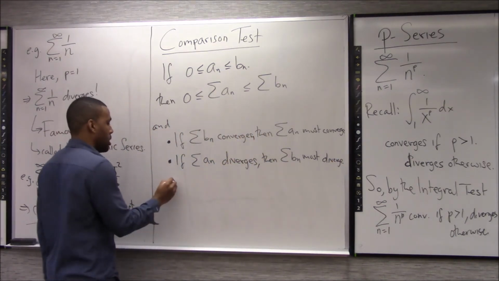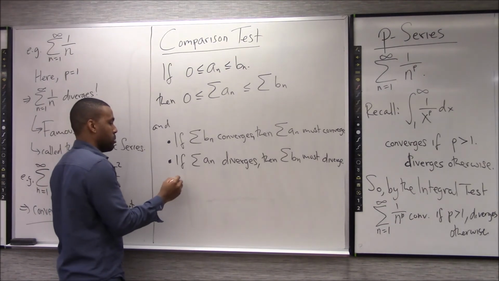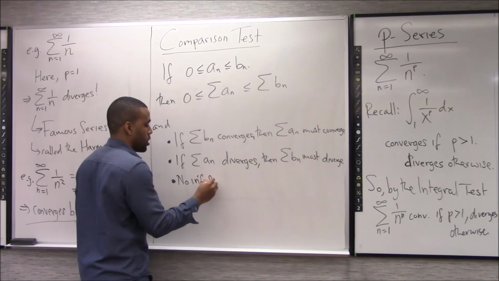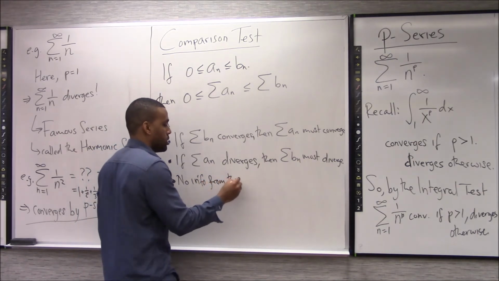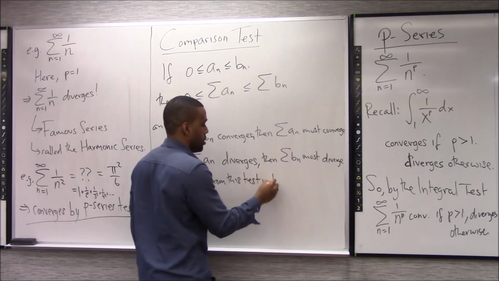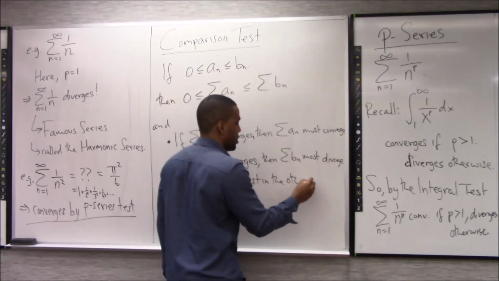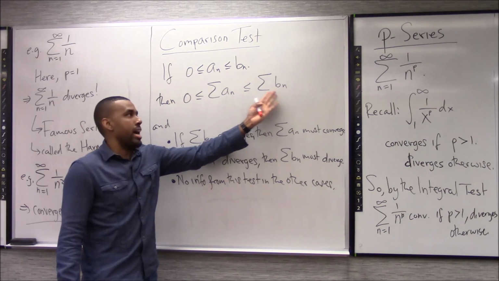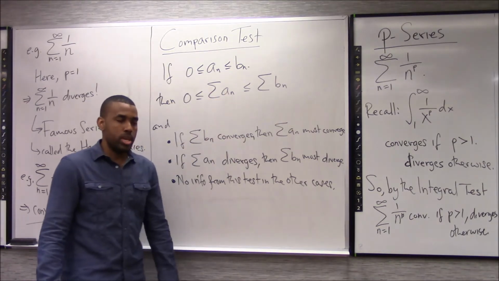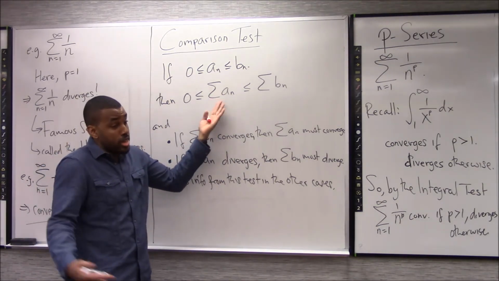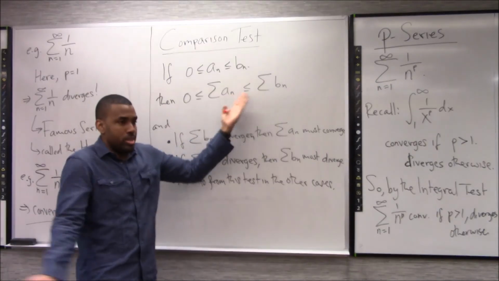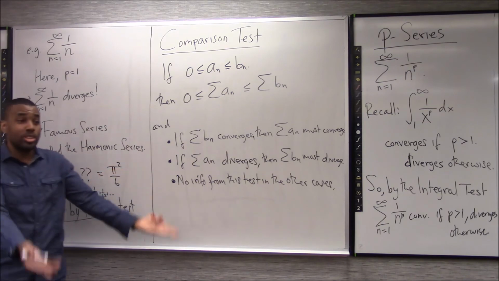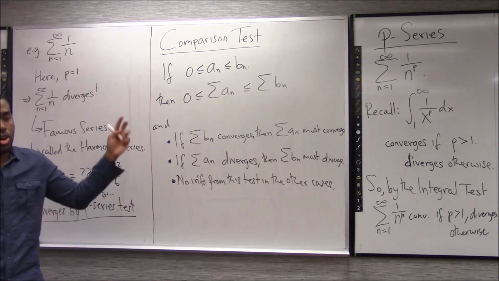Right? I want you to realize that there is no info from this test in the other cases. Meaning, if the bigger one diverges, I can literally say nothing about the smaller one based on this test. It could converge, it could also diverge, but it's just less than that one. We don't know if it gives us a finite answer or it also gives us an infinity that's a smaller infinity.